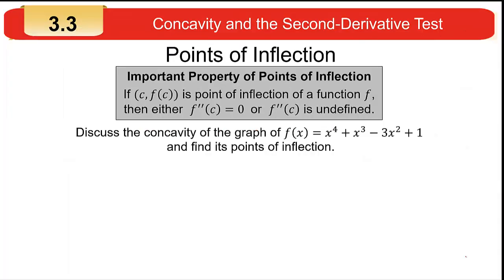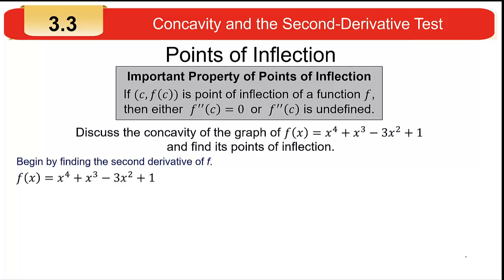Suppose we have this nice polynomial function, a 4th degree polynomial, and we want to find its inflection points in addition to discussing the concavity of the graph. What do we do? Well, you know you need to find the second derivative, but of course you can't find the second derivative without finding the first. The first derivative of this function, using the power rule term by term, is 4x cubed plus 3x squared minus 6x. And then the second derivative, again term by term, will be 12x squared plus 6x minus 6.